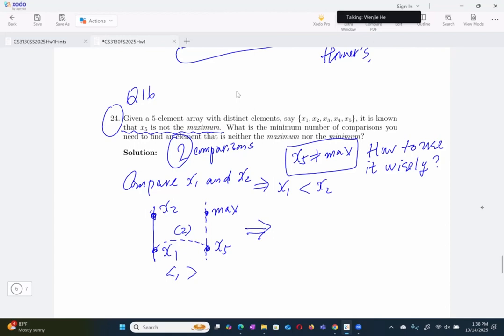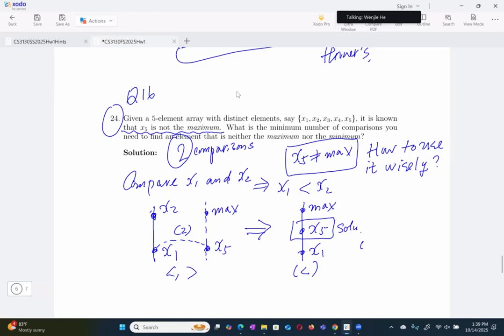If x1 is less than x5, can we get the max here, x5 here, x1 here? So this is for the less than case. The less than case is this x5 solution, right? Not the maximum, not the minimum solution, right?